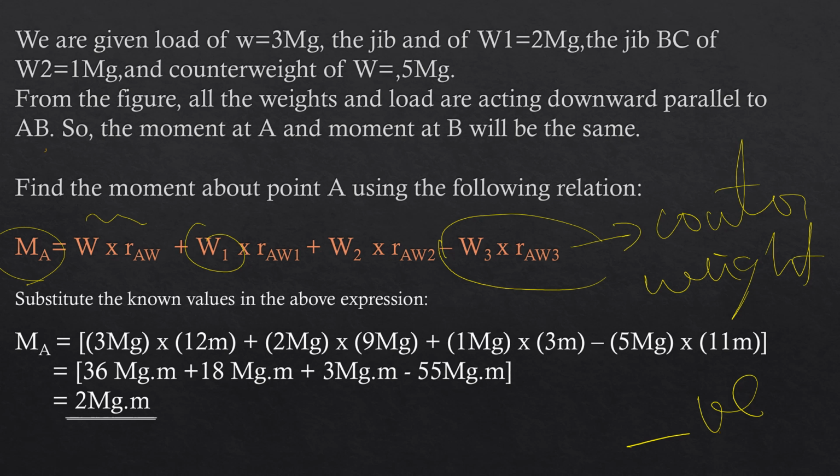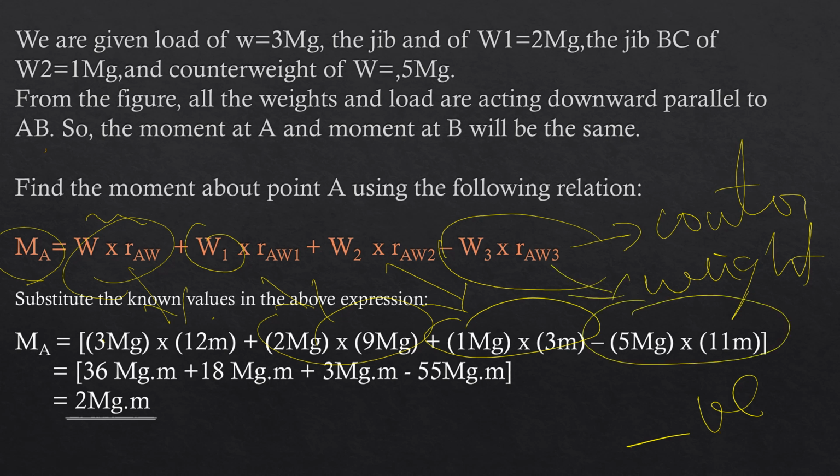So resolving that, 3 into 12 is this, 2 into 9 is this, 1 into 3 is this, and minus 5 into 11 is this. So when we take it, it is 36 plus 18 plus 3 minus 55, which gives you 2 mg dot m.